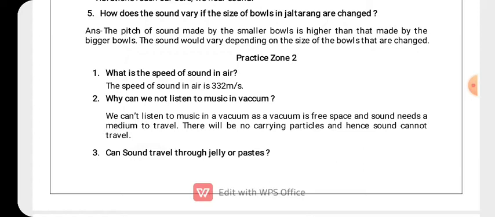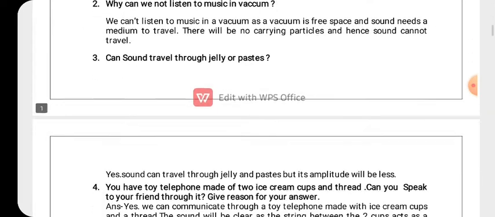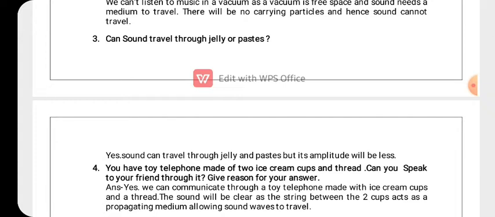Vacuum में क्यों नहीं सुन सकते? Because sound needs a medium for its propagation. If there will be no particle to take the sound from one place to another, then there will be no sound heard by us. Next is, can sound travel through jellies and paste?